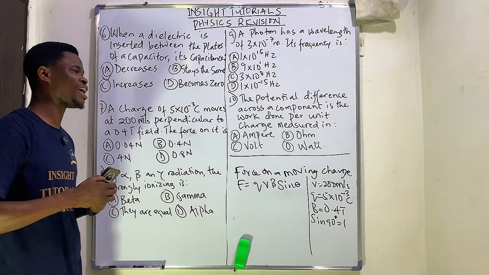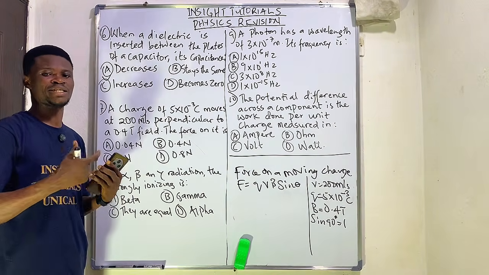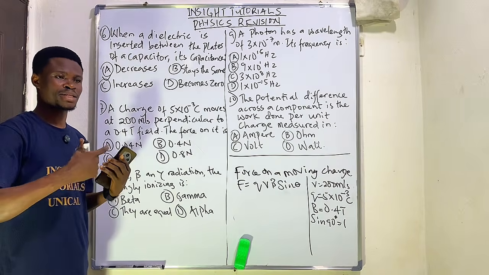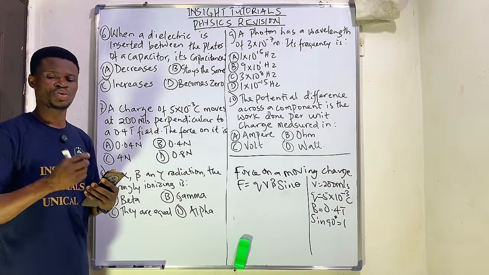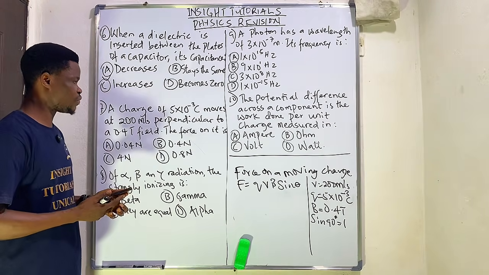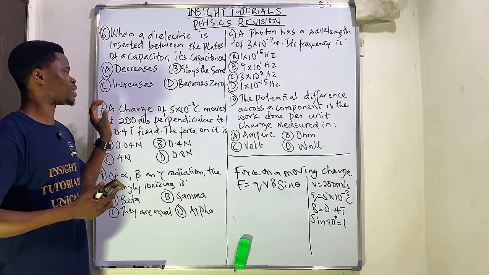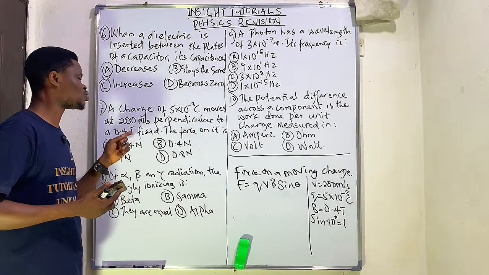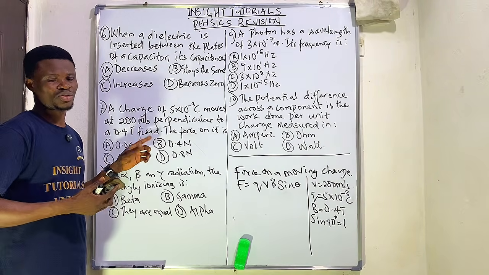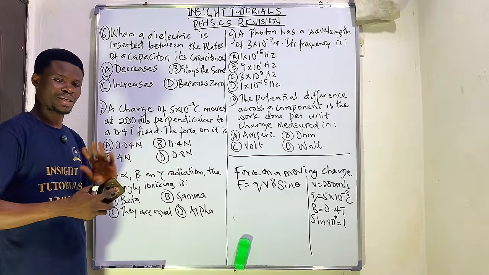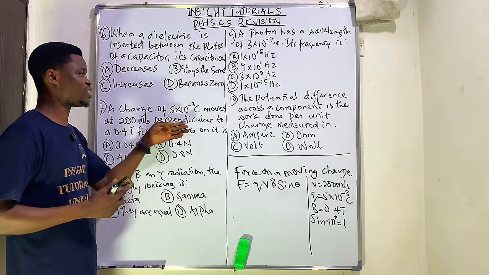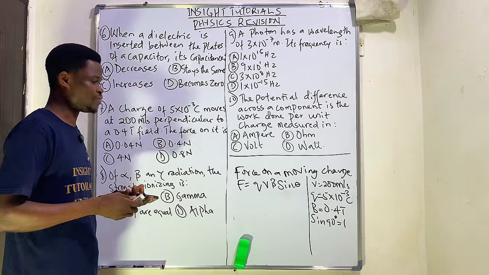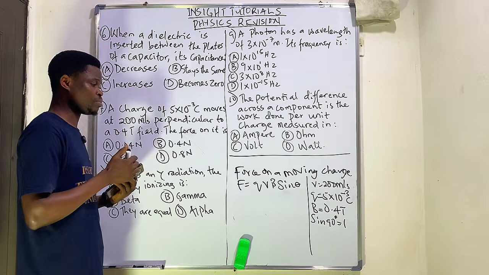But if it is parallel, it means it's sine 0 degrees, and sine 0 degrees is 0, meaning there is no force actually acting on this. So in a CBT question, if you see that the given charge moves parallel to the magnetic field, just know that the answer is 0. There is actually no force in that regard. But here we can calculate it because it is perpendicular to the magnetic field. So take cognizance of that very importantly.